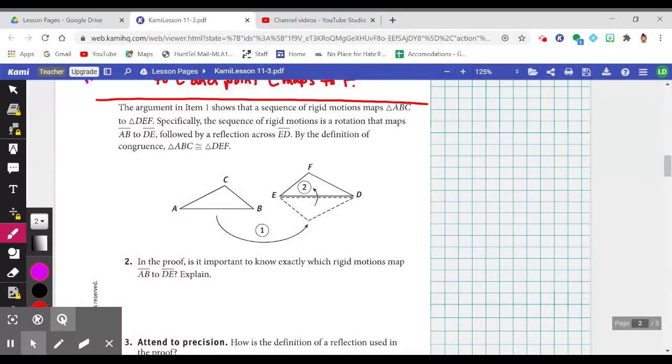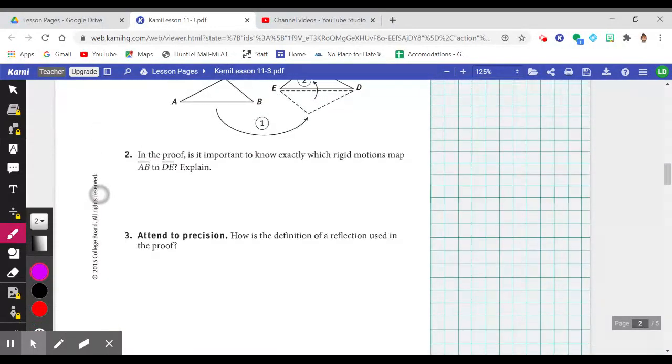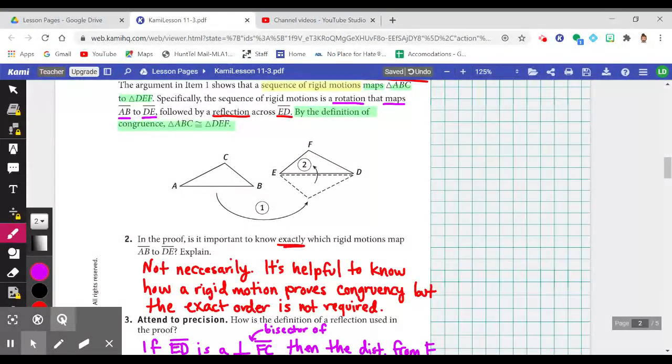Now, as we press on, the text kind of demonstrates or shows us a little bit these rigid motions that we've been suggesting the whole time. So if you would go to the bottom of the page and draw a line, and then try to complete 2 and 3 on your own before playing forward. So the argument we saw in item 1 does suggest that there is a series of rigid motions that map triangle ABC onto triangle DEF, and we see that here. Step 1 would be a rotation such that C ends up here. We know point B will map here, and point A will swing all the way over here. It says specifically the sequence is a rotation followed by reflection.